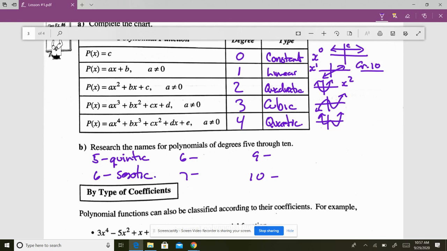Sextic. 7? Septic. That is it. I wrote 6 twice. 7, 8. If you think of chemistry, what would 8 be? Octopus. 9? Sorry. 6 is sextic.